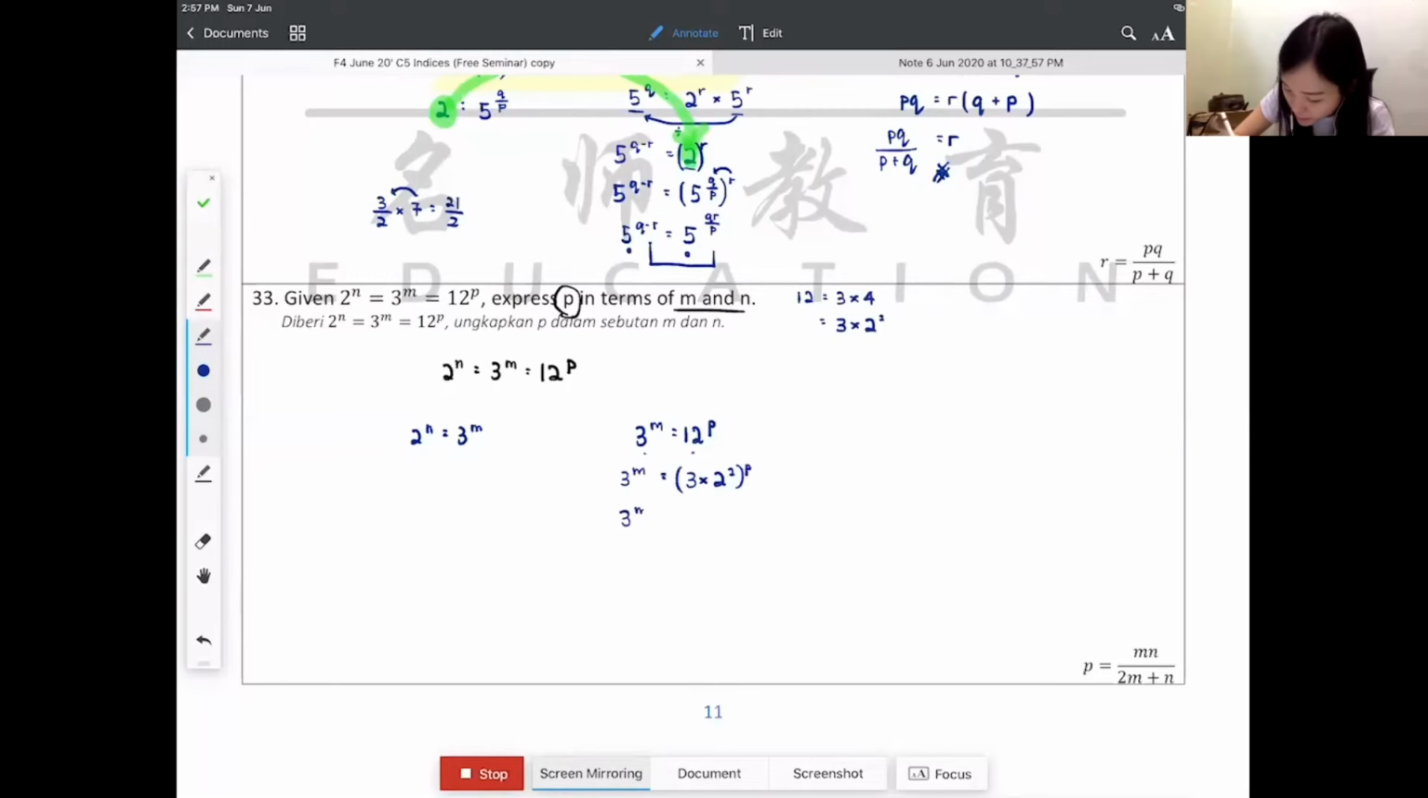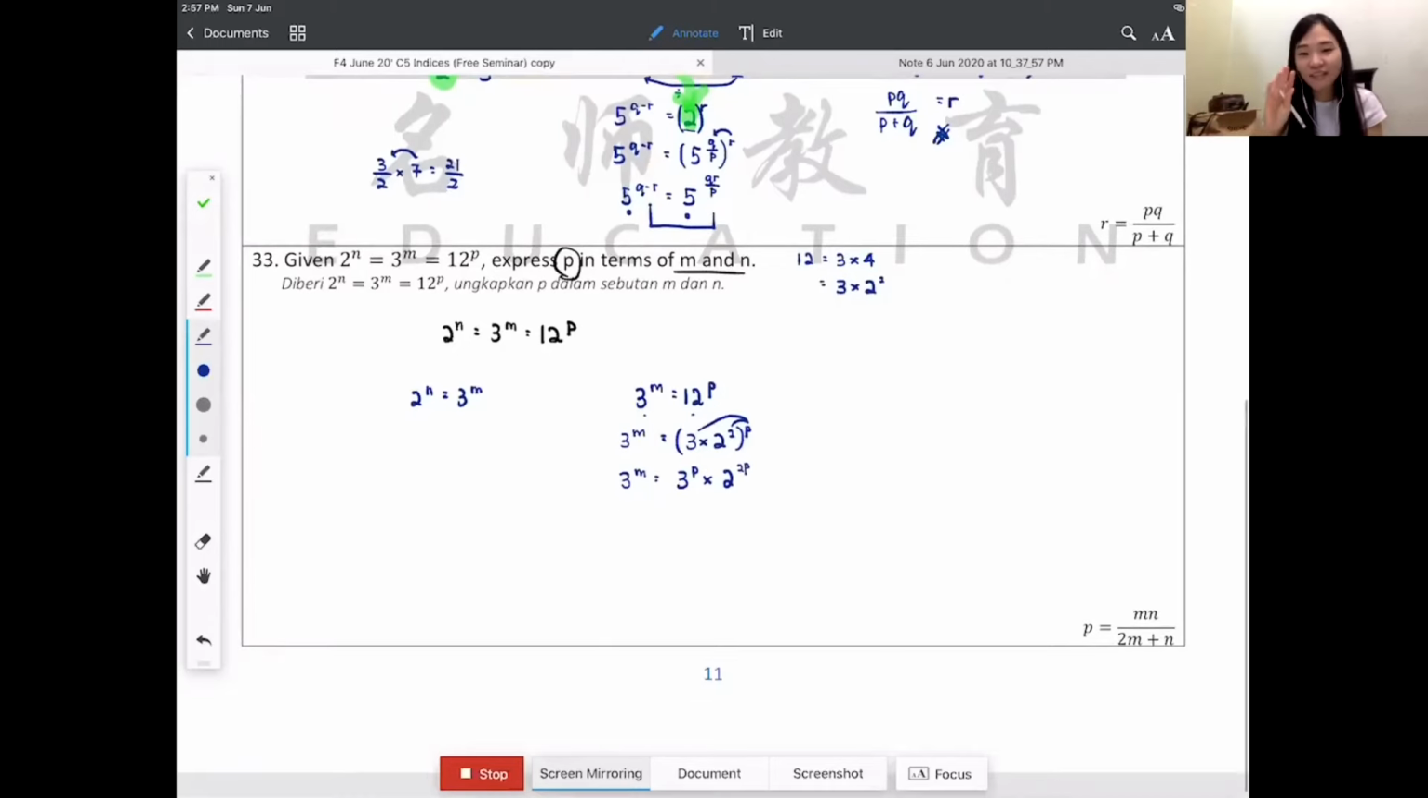So now I open bracket. This power, isn't it, for both of them. So isn't it 3 power p times 2 power 2p. So again, I realize all left with 3 and 2, I feel like, you know, can do. This 3, again can combine. Times, move there, divide. Divide, isn't it combined power is a minus.